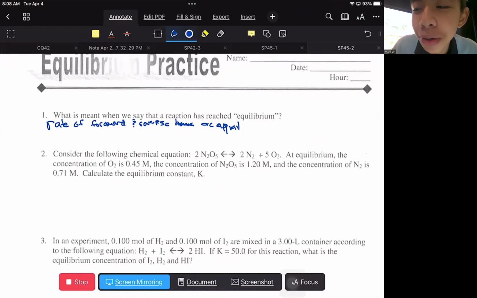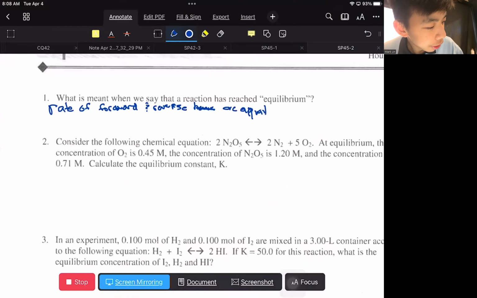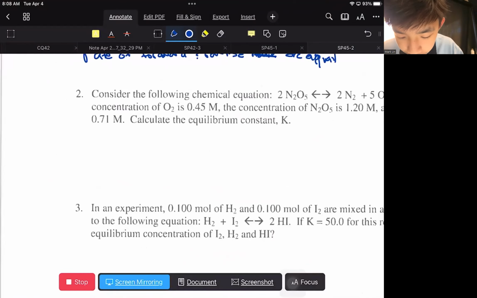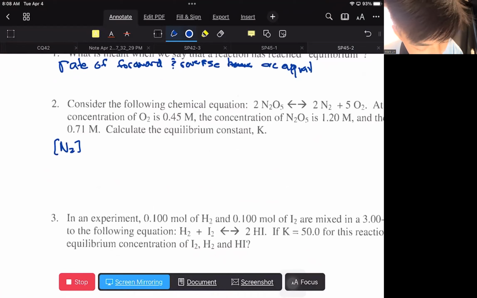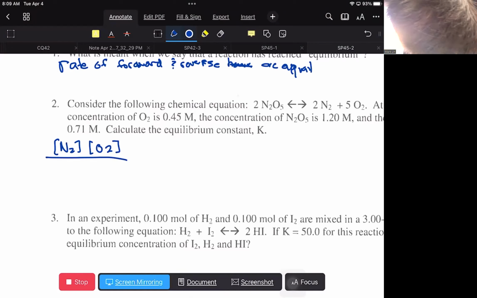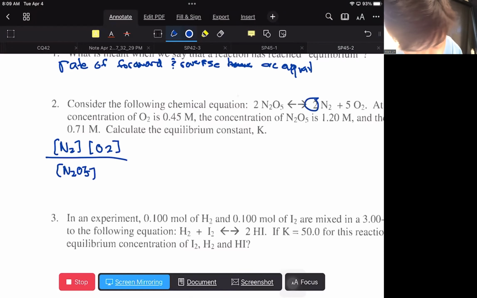So this is a simple product over reactant type of thing. The products are N2 and O2, all over the reactant, which is N2O5. However, guys, we're not done there yet. You have to put the coefficients as exponents. N2 has a coefficient of 2, so put the squared. O2 has a coefficient of 5, so put 5. And N2O5 is squared.